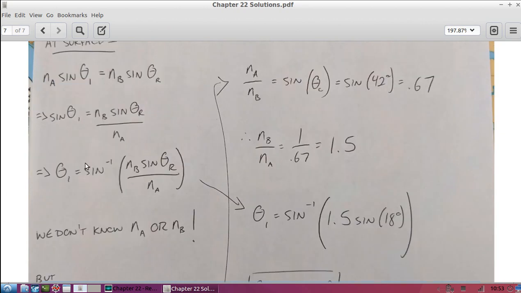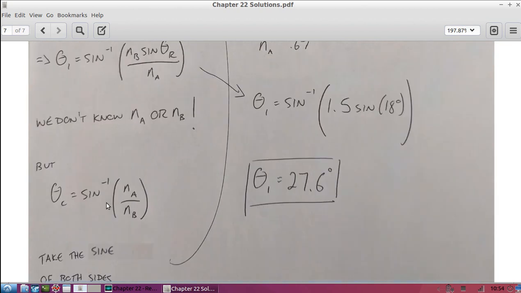Let's derive an expression for the incident angle. Divide both sides by n sub a, take the inverse sine of both sides, and I get theta 1 is the inverse sine of n sub b times the sine of the refracted angle, which I know, over n sub a. So I've got an expression, but I don't have the individual indices of refraction. But I do know the critical angle.